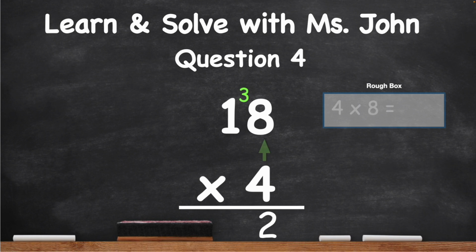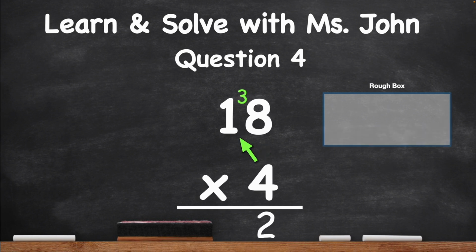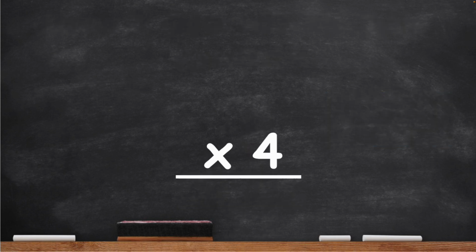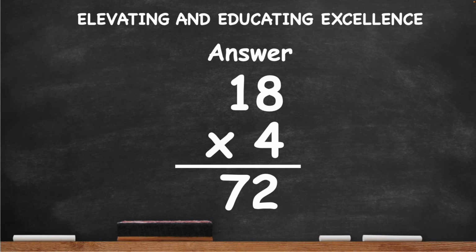Now we're going to multiply 4 times 1. So in the rough box, we're going to write 4 times 1. 4 times 1 equals 4. Now we're going to take the number that we carried over, the 3, and we're going to add it to the answer. So 4 plus 3 equals 7. Now we're going to move the 7 to the tens column in the answer section. 18 times 4 equals 72.